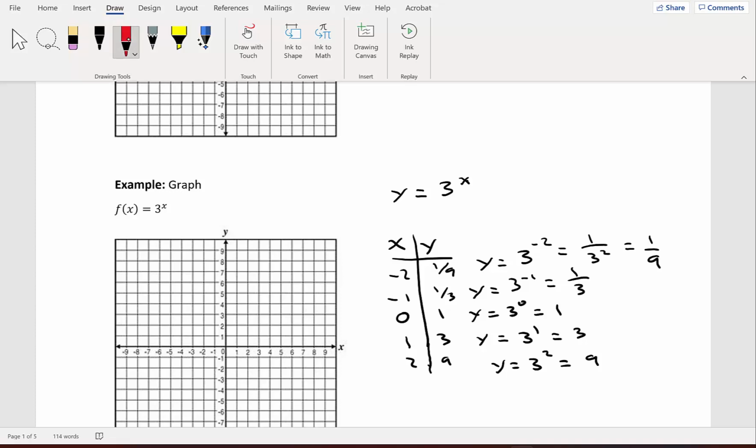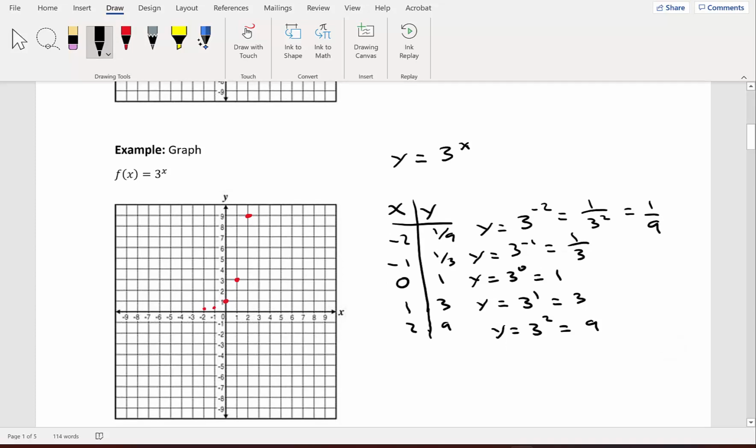So now I have these 5 points. Let's go ahead and plot them, and then we can sketch our graph. So we have the point 0, 1, and we have the point 1, 3, we have the point 2, 9, then we have -1, 1/3, so let's approximate it to be about right there. Then we have -2, and then 1 over 9.